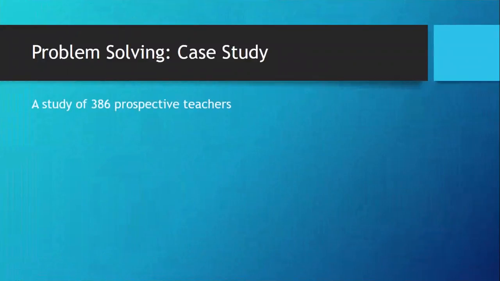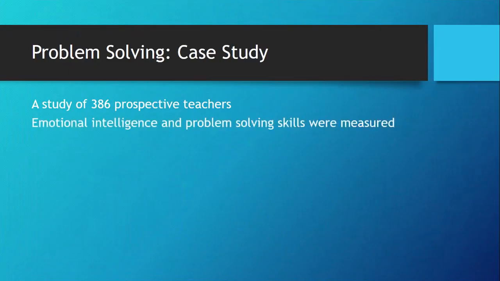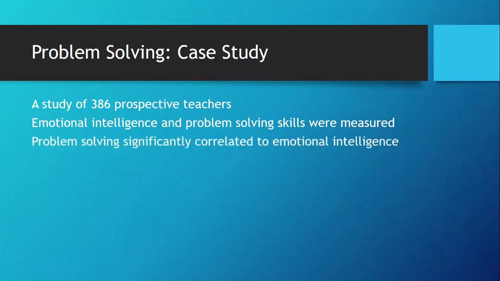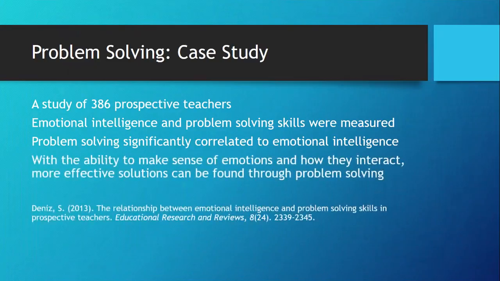So there's a case study of 386 prospective teachers, and they were measured along the lines of emotional intelligence and problem-solving skills. What was found is that problem solving significantly correlated to emotional intelligence. Also, with the ability to make sense of emotions and how they interact, more effective solutions can be found through problem solving.